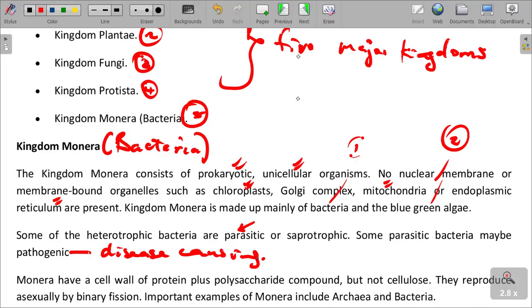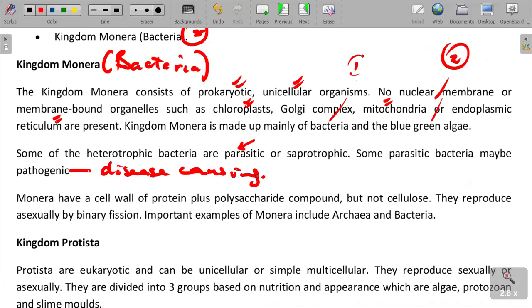In that case, we also need to understand that the Monera have a cell wall of protein plus a polysaccharide compound, but not cellulose. They do not have cellulose. Remember, we said cellulose is the fiber that is found mostly in plants. For example, the green algae does not have that strong fiber which is found in other vegetation or plants.